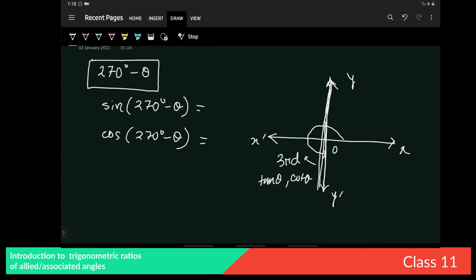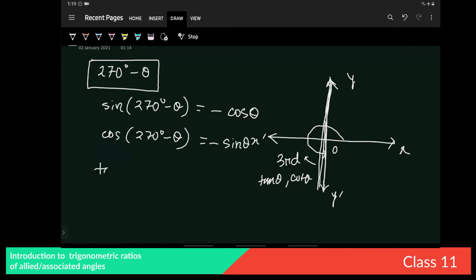So now it is given sine 270 degree minus theta. In the third quadrant, sine is negative, so I put a minus sign here. And 270 degree minus theta is associated with the vertical line, so sine will change to cos theta. Now, in cos 270 degree minus theta, cos is negative in the third quadrant, so I put a minus sign here, and it is associated with the vertical line, so cos will change to sine theta.